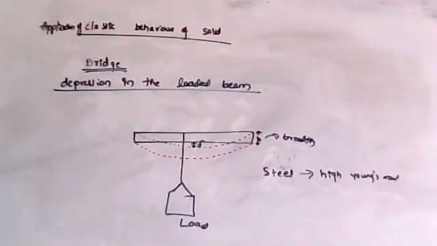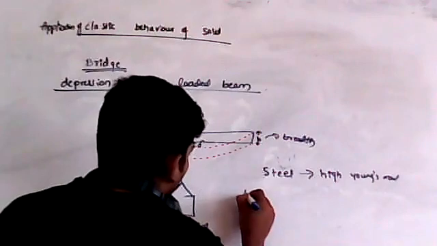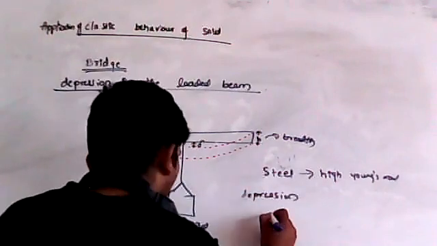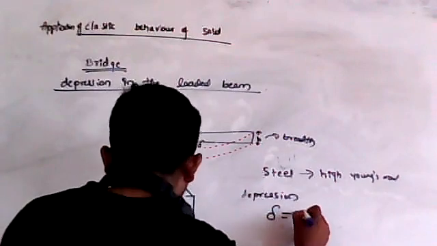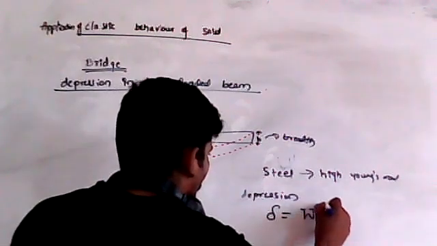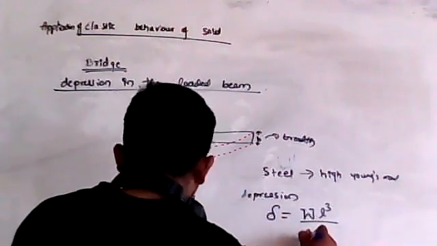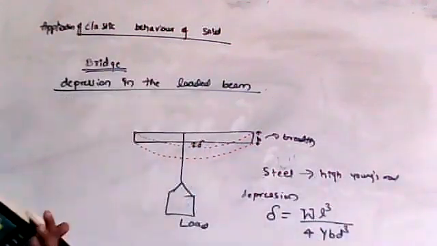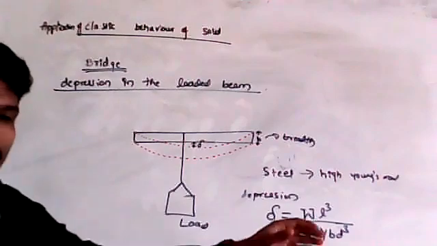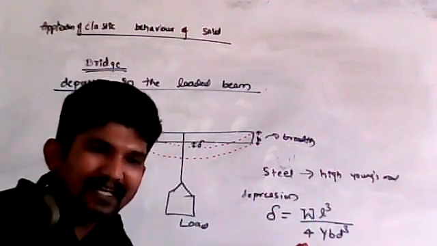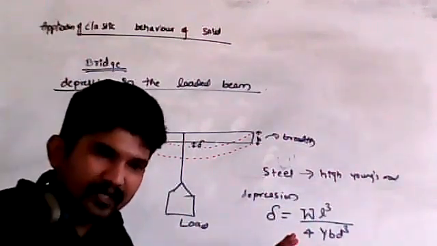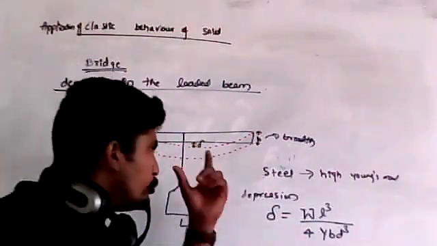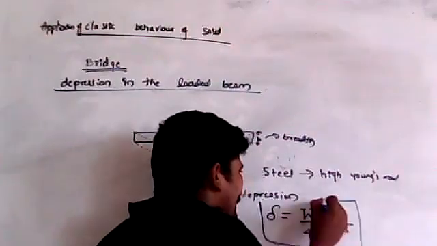But remember, here one very important formula is there: depression in beam. That formula is delta equal to W L cube divided by 4 Y B D cube. Remember, students, don't ask how it comes, because it is there in BSc. Don't worry about this one. You just remember this formula blindly.